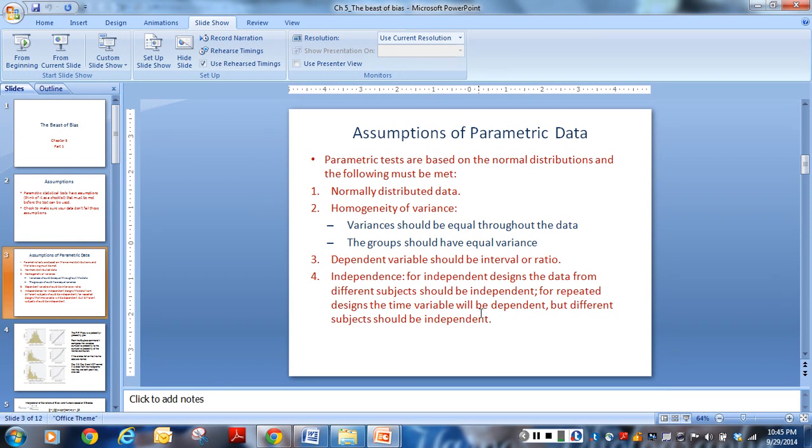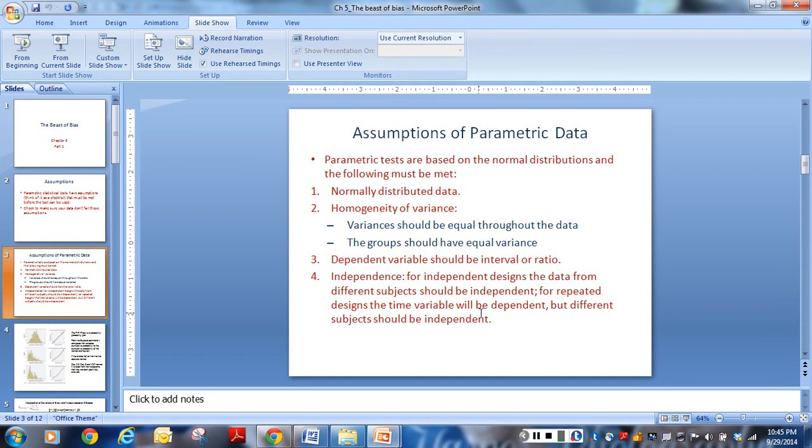So, for instance, your data have to be normal, with homogeneity of variance, meaning that the variance should be equal in multiple groups. Your dependent variable should be interval or ratio, and there should be independence among the subjects in the group. So basically, you're gathering data from each person once and only once. But what happens if your study does not meet these assumptions?